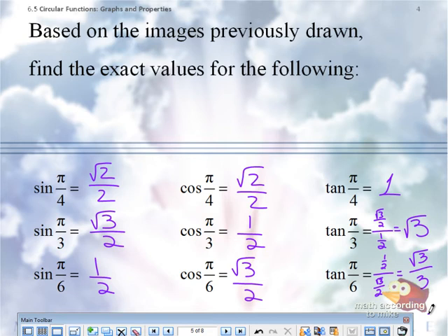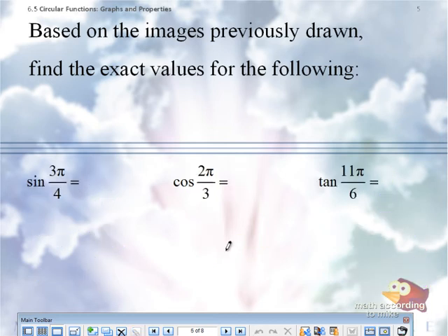Well, guess what? Since we have all this good stuff, and let's let all students take calculus, we can start to build, or we can draw actually, what is called the unit circle. But before we get to that, let's do a couple more. Sine of 3 pi over 4.